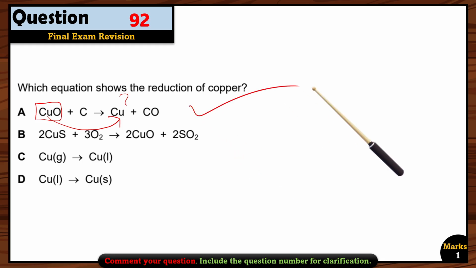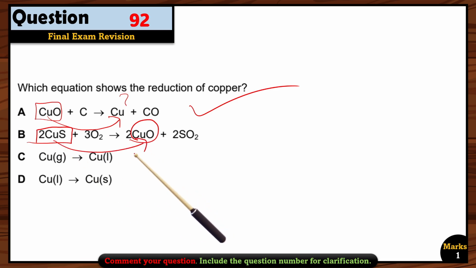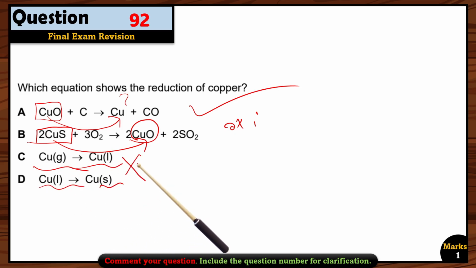But we can look at the other options also. With copper sulfate you have it first, and then it becomes copper oxide. So it gained the oxygen. So it is oxidation, right? Here, the copper gas changed to liquid, and the liquid changed to solid. It is just a change in the state of matter. No redox reaction is taking place. So option A is the only right option here.